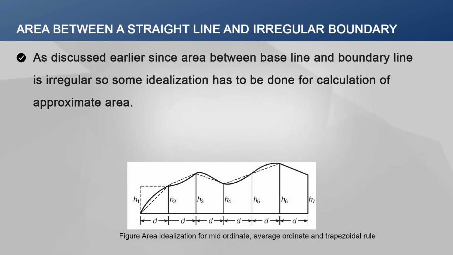As discussed earlier, since the area between the baseline and the boundary line is irregular, we are supposed to do some kind of idealization.